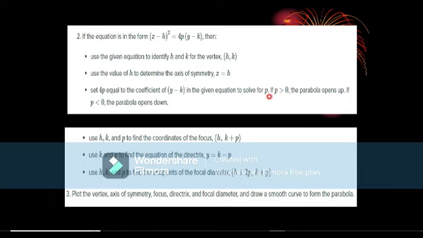Again, p and c can be used interchangeably. So if p is less than 0, the parabola opens down. Use (h, k) and p to find the coordinates of the focus, (h, k plus p). Then use k and p to find the equation of the directrix, y is equal to k minus p. Then use h, k, and p to find the endpoints of the focal diameter, which is h plus and minus 2p, then k plus p. Then plot the vertex, axis of symmetry, focus, directrix, and focal diameter, and draw a smooth curve to form the parabola.